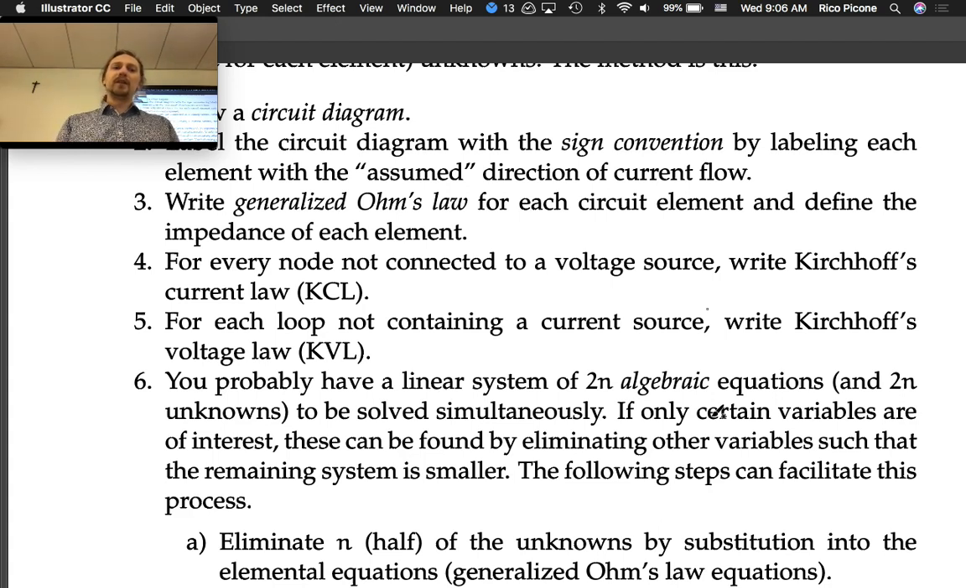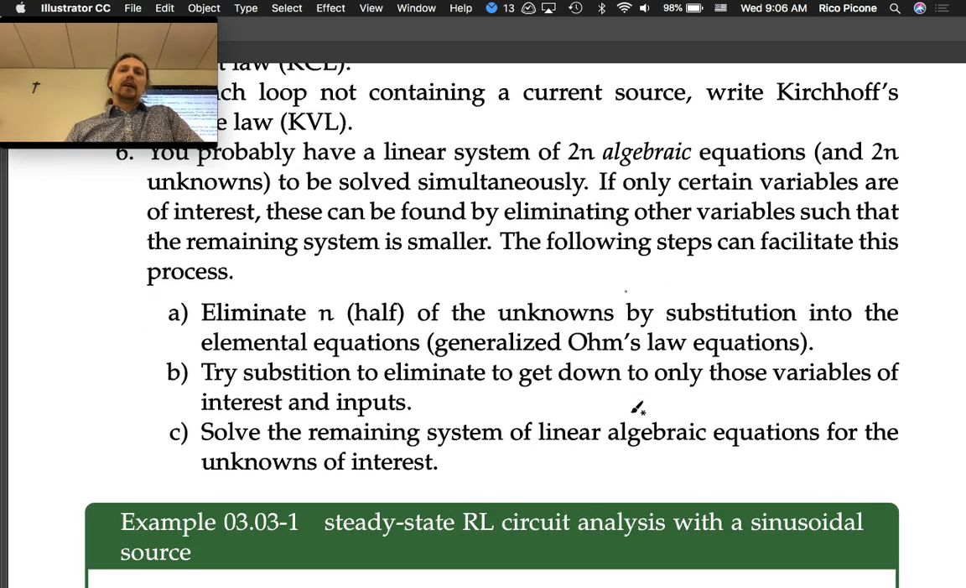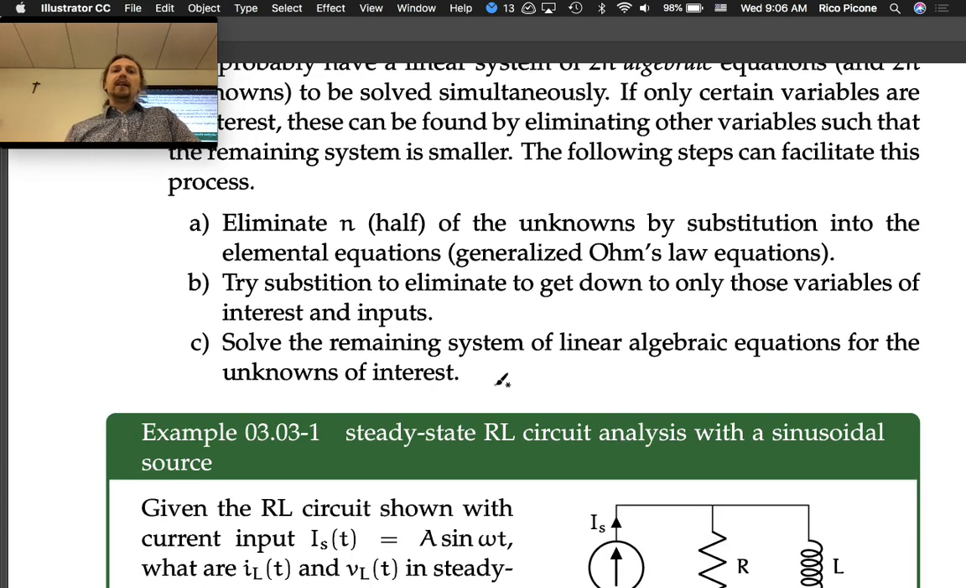If only certain variables are of interest, so maybe you only care about the output voltage, then you can eliminate other variables and look for just the one you're trying to solve for. But in general, you can just solve for all unknowns because you have all of the equations you need. So A, eliminate n, or half of the unknowns, by substitution into the elemental equations, using the generalized Ohm's law equations as your starting equation, and then using KCL and KVL to substitute in and eliminate half of your variables. Okay, so that's nice. You can do that.